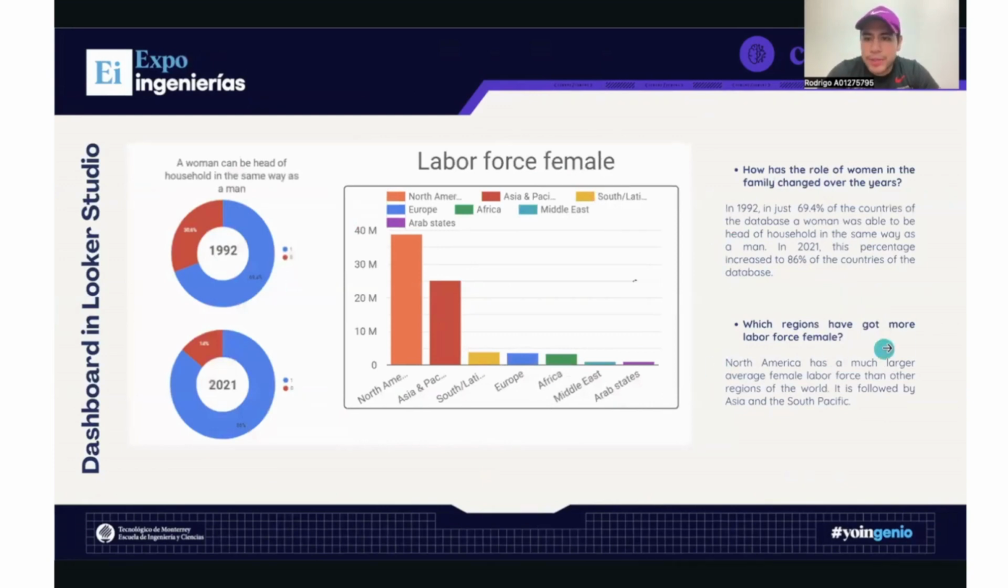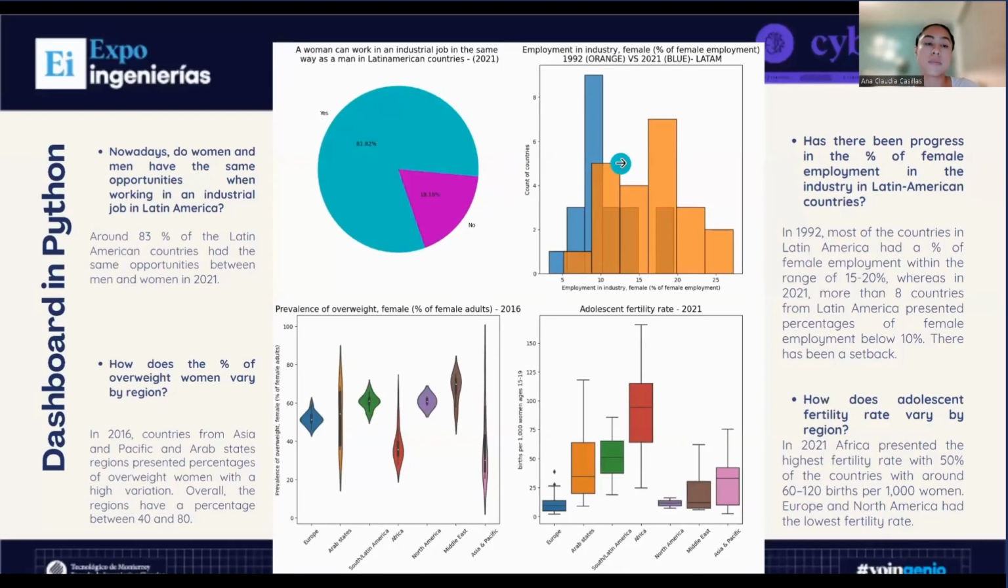And our question is which region has the most labor force? As we can see, the highest one is North America, followed by Asia and South Pacific. So here's our dashboard in Python.